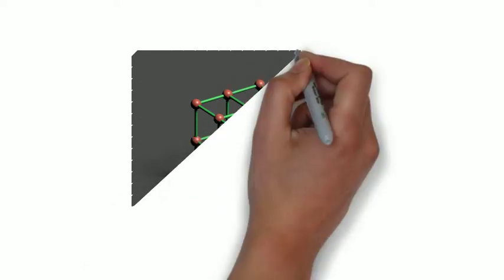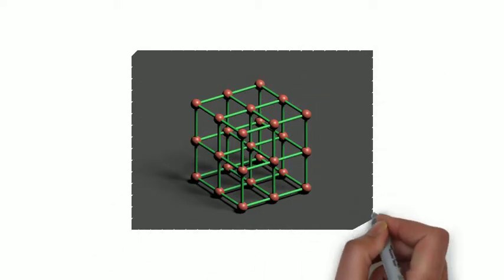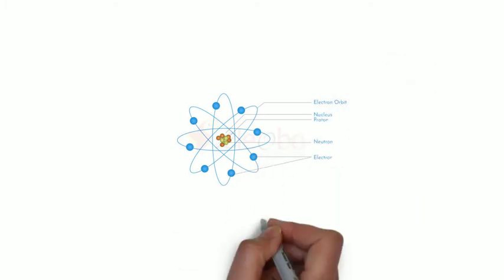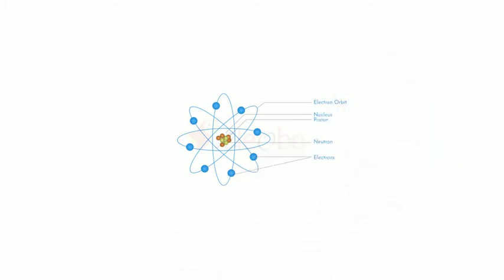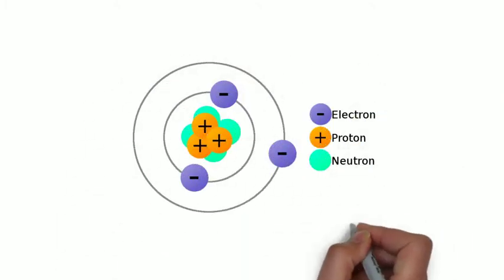Our matter is made up of elements. Atoms are the building blocks of all materials. Atoms are made up of three types of particles: protons, neutrons, and electrons. An atom has a central nucleus with the protons and neutrons in it. Protons are positively charged and neutrons have no charge. So the nucleus is positively charged.